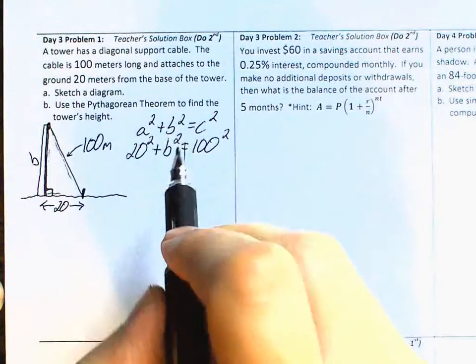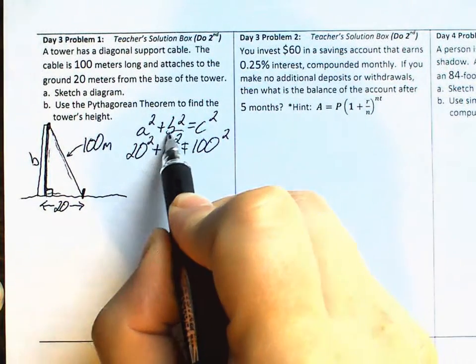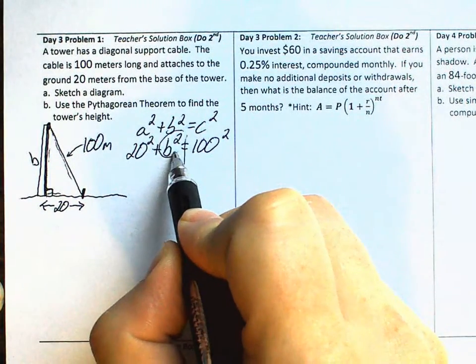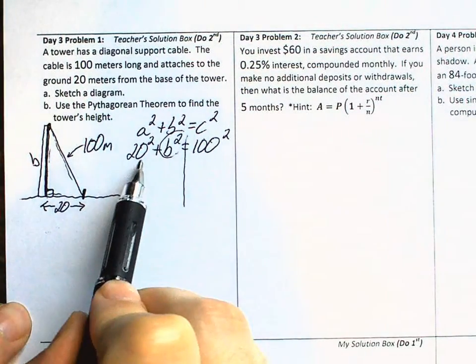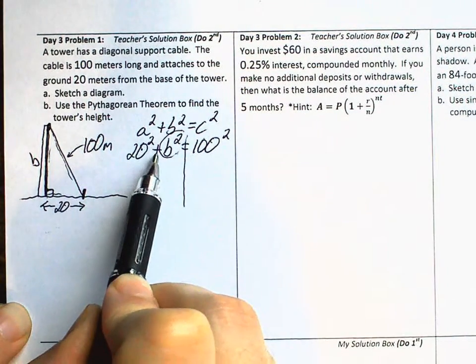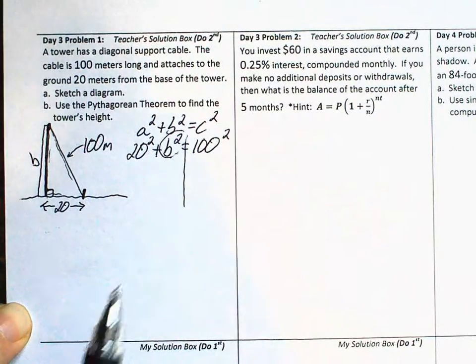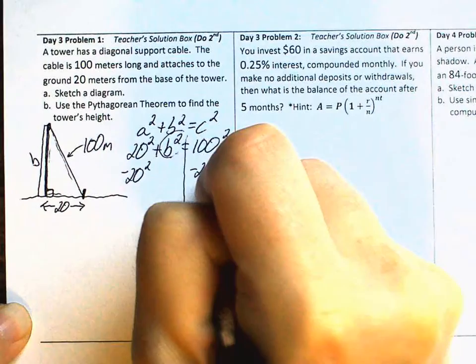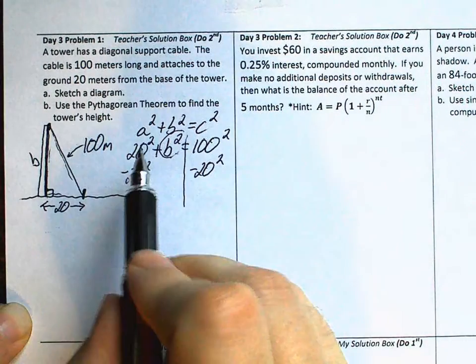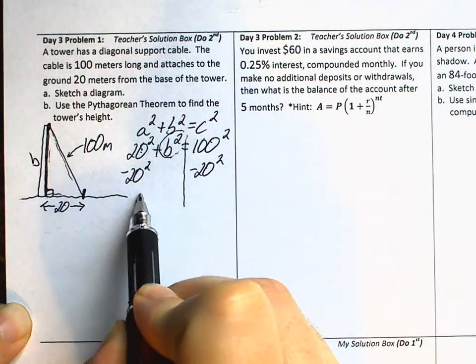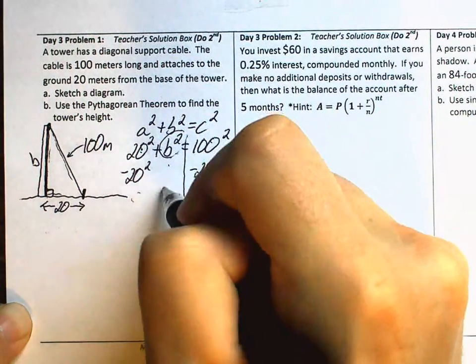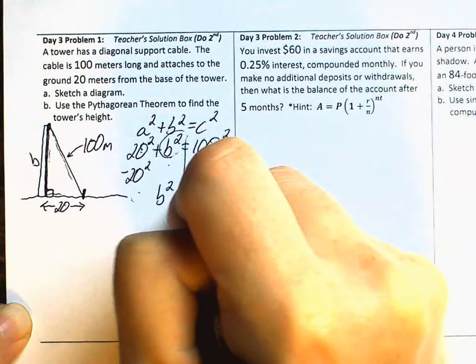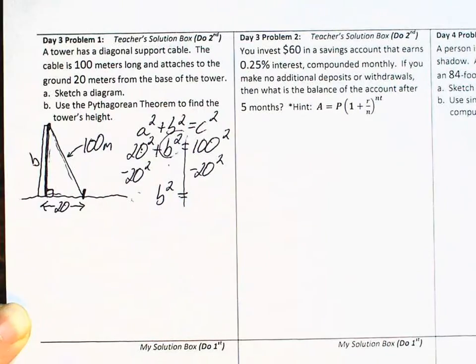So first thing to do, we need to solve for the b term. We need to get the b term alone, because right now it's not alone. It has 20 squared added to it. Let's subtract the 20 squared. 20 squared subtract 20 squared makes 0, and the b squared gets dropped straight down. So now the b squared is alone.